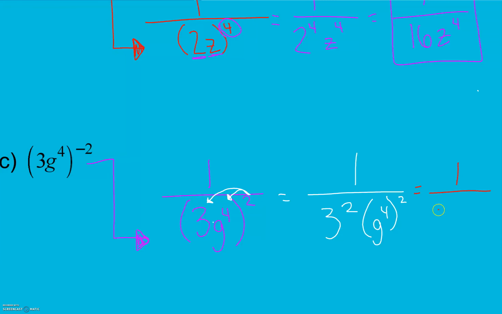Here, 3 squared is 3 times 3, 9. And g to the 4th power squared, 1 base, 2 exponents means I have a power to a power, and I multiply those exponents. 4 times 2 is 8. So I get 1 over 9 g to the 8th power. And that's all I have here for the first half of section 7.3.